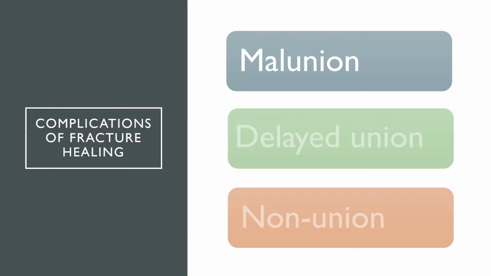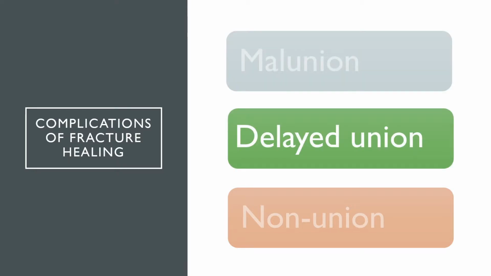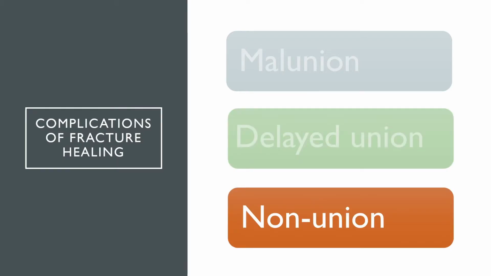Malunion is the healing of bones in an abnormal position. Delayed union is the failure of the fracture to heal within the expected time for that fracture type and site. And non-union is when the union is delayed but also shows no features of ongoing healing.